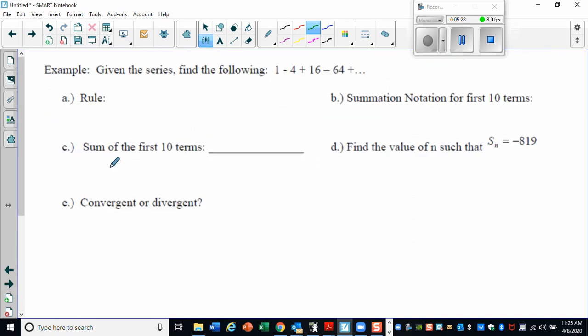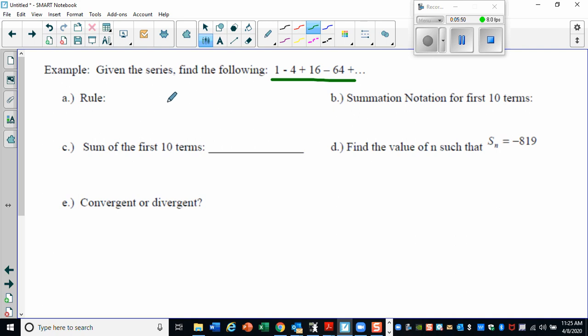All right, so given the series, let's just practice using that formula. We're going to find the following information. So actually, if you would go ahead and try these using that information that I just gave you, go ahead and try them and see how you do. Hit pause, and then when you're ready to see the answer, go ahead and hit play.